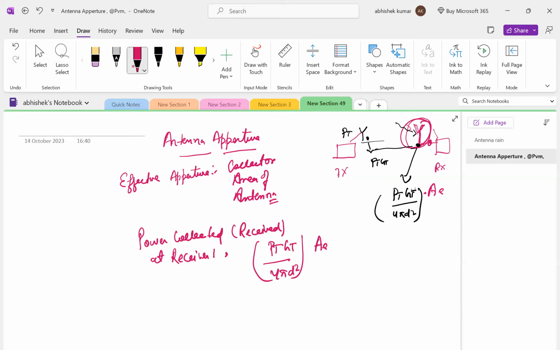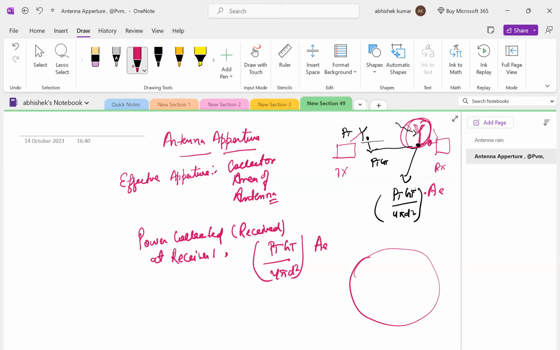That is the aperture. The aperture of the antenna is a physical parameter. Effective aperture is quite an important parameter of it. Suppose we have a big antenna; it doesn't mean that, because of its large aperture, that much power will be intercepted by the antenna.